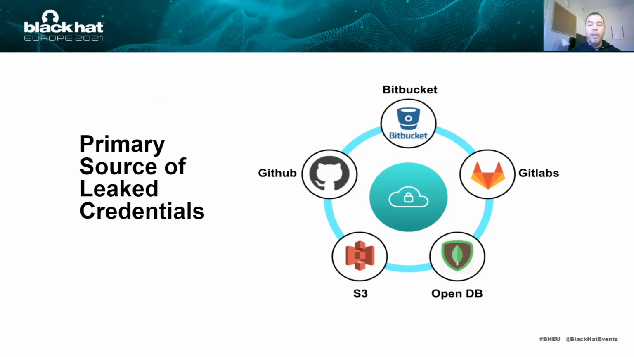So let's take a quick look at this. This is basically the primary source of leaked credentials. We can go not only on GitHub. There used to be a time where S3 was the main place where you would find leaked credentials, but we have other places such as Bitbucket, GitLab, OpenDB, and of course we're talking today about GitHub. So these are places where you can certainly look for leaked credentials, application code that has embedded credentials.